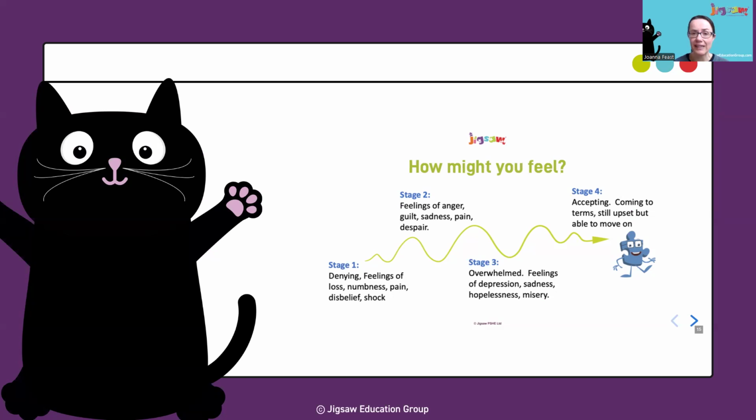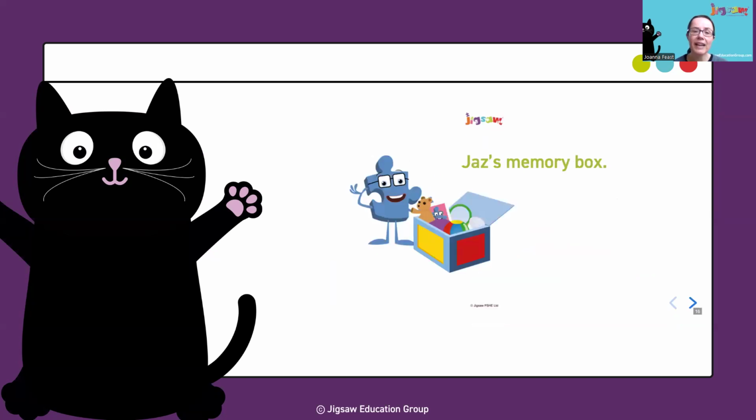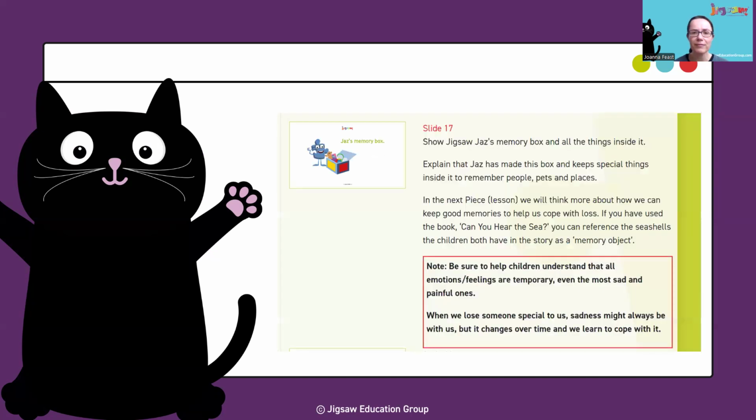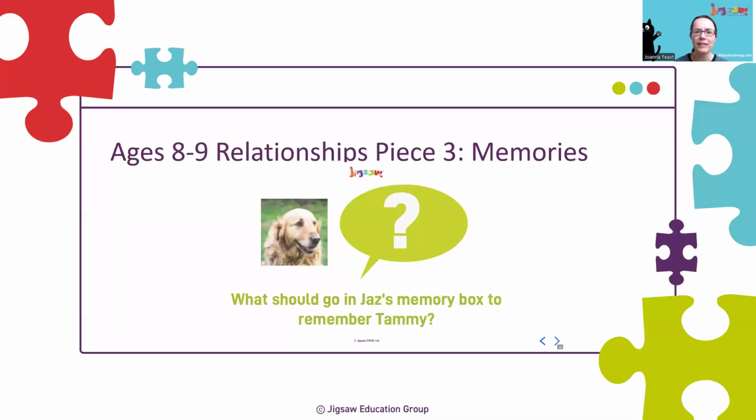One of the activities that we use is Jazz's memory box. That's a lovely activity that helps children honour the person who is no longer, or the pet who is no longer with them. And there are instructions of how to do that. So it's very much up to you how you decide to use it. We've put in what we think is best practice, we know is best practice in Jigsaw, but please do feel free to use these ideas as best work for you, not straying too far away, obviously.